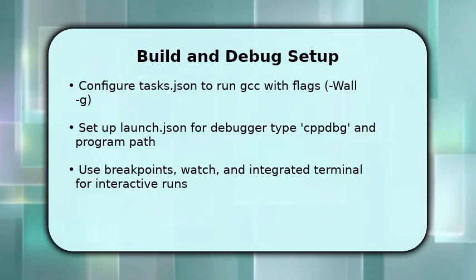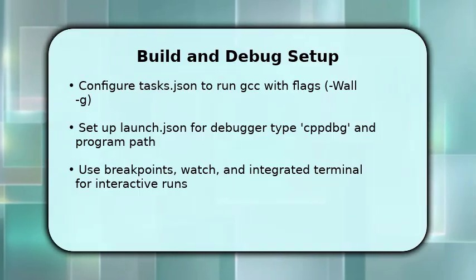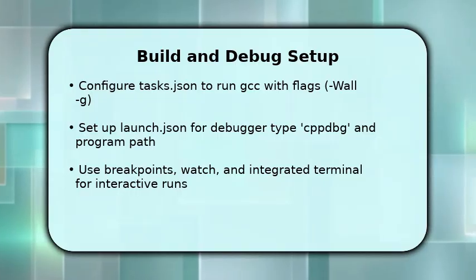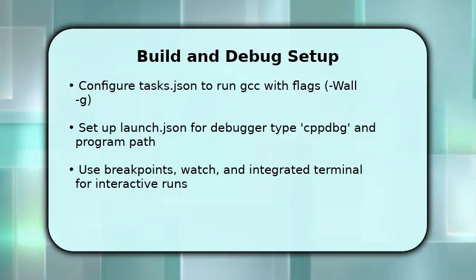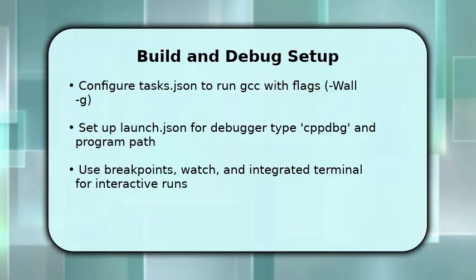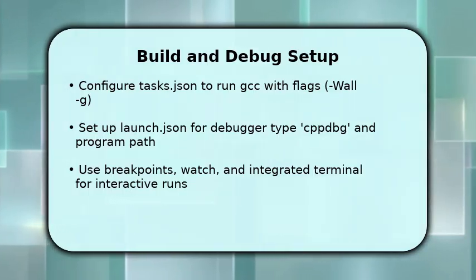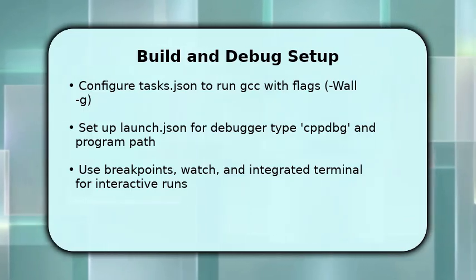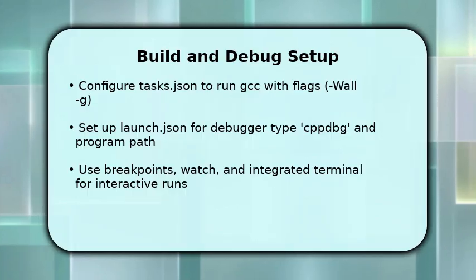Create a tasks.json task that runs GCC with -Wall -g and outputs an executable. This automates compilation. Then add a launch.json using the cppdbg adapter, pointing program to your compiled executable and setting working directory. Once configured, place breakpoints, step into functions, and add variables to watch to inspect state.